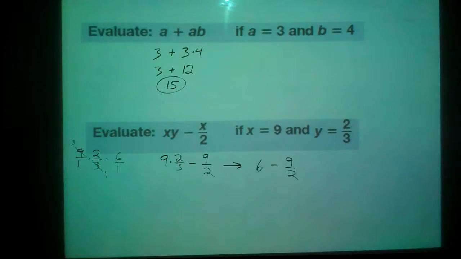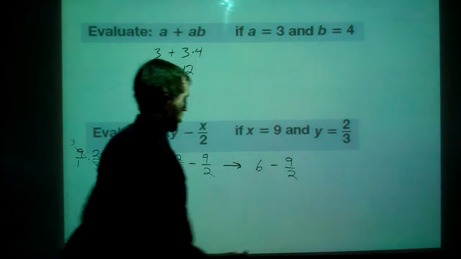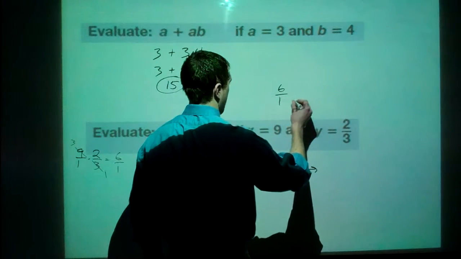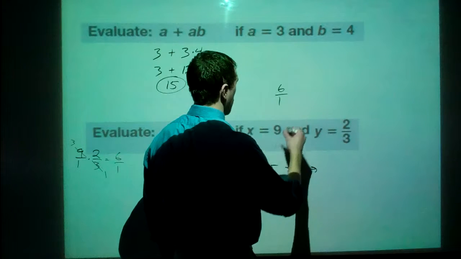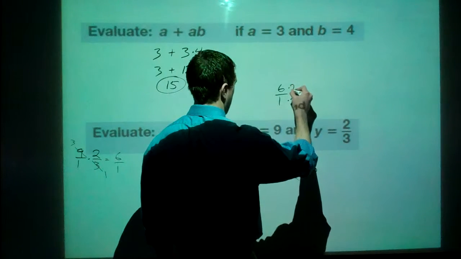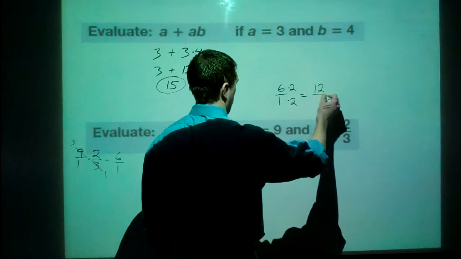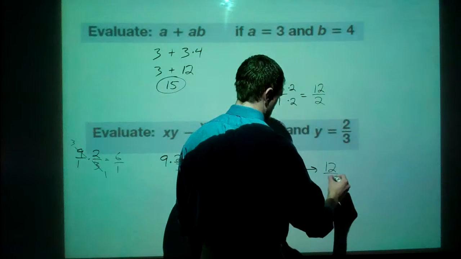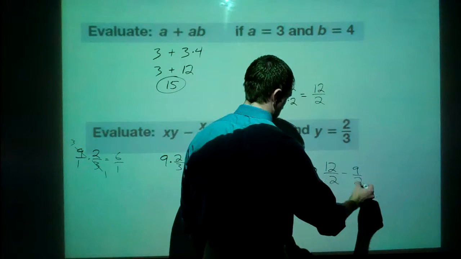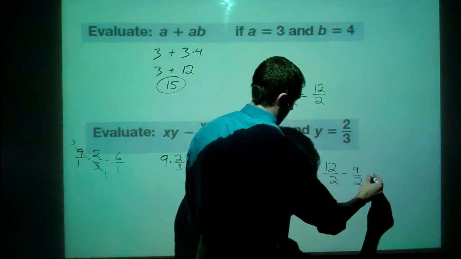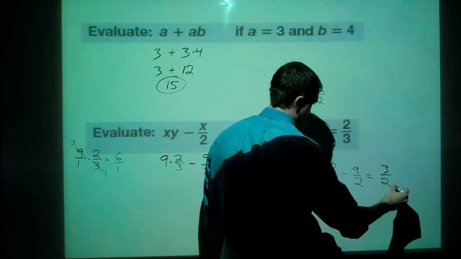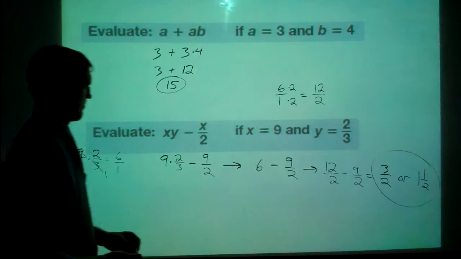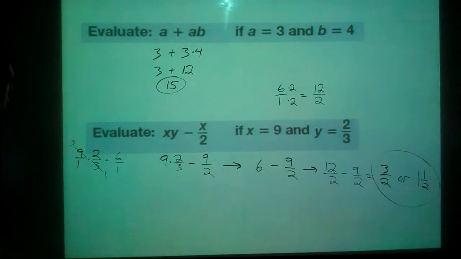Now we have to do a common denominator to subtract. So 6 over 1, and we want a denominator of 2. Multiply that by 2 and that by 2. So we get 12 over 2. Just another way to write 6. 12 over 2 minus 9 over 2. And then we do our subtracting. 12 minus 9 is 3. So 3 halves, or 1 1/2. Like that.